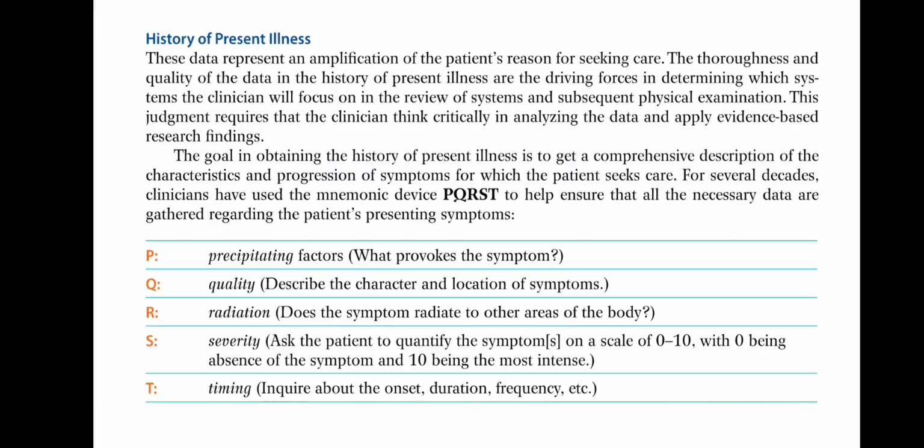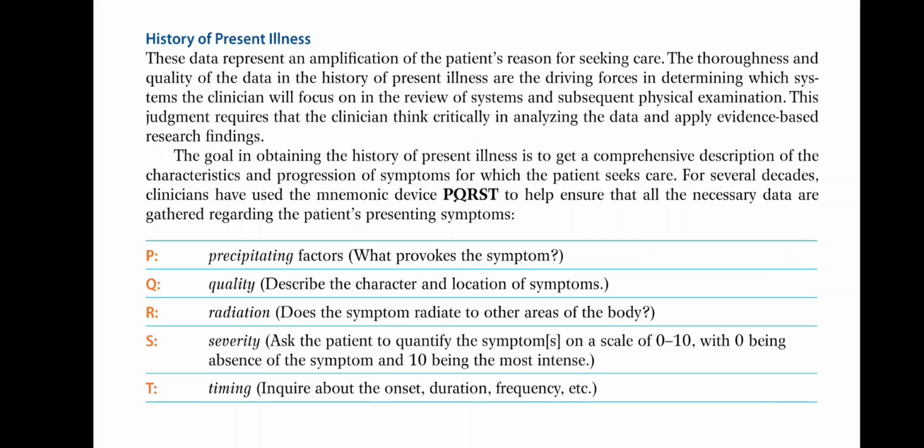These data represent an amplification of the patient's reason for seeking care. The thoroughness and quality of the data in the history of present illness are the driving forces in determining which systems the clinician will focus on in the review of systems and subsequent physical examination. This judgment requires that the clinician think critically in analyzing the data and apply evidence-based research findings. The goal in obtaining the history of present illness is to get a comprehensive description of the characteristics and progression of symptoms for which the patient seeks care.